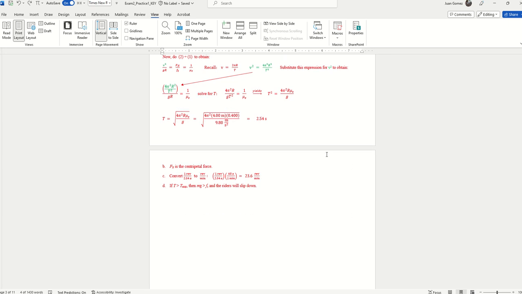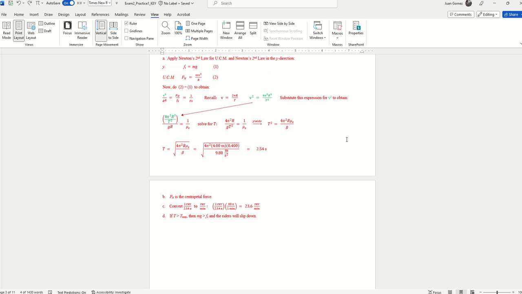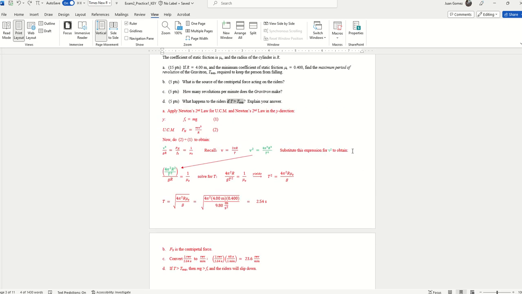That's the whole idea. The gravitron has to rotate at a certain minimum speed. Anything slower than that minimum speed will result in the rider slipping down. Remember, the larger the period means the slower it's rotating, meaning it's taking longer to do one revolution. So you can't exceed that maximum period of 2.54 seconds for a gravitron of these dimensions.